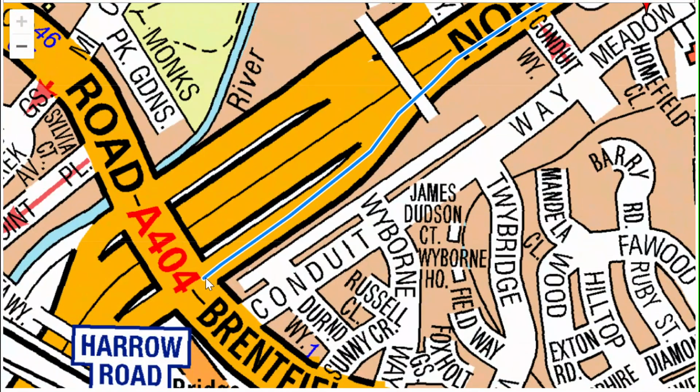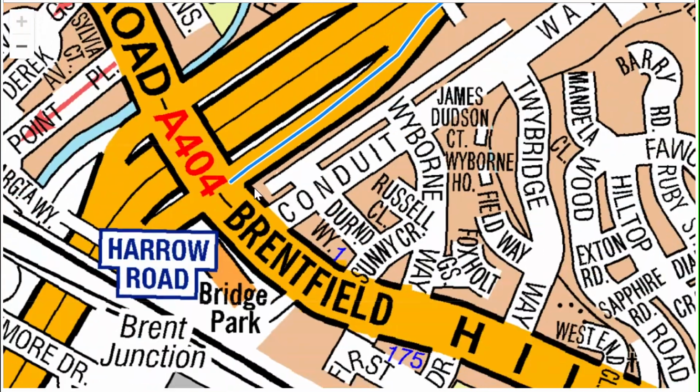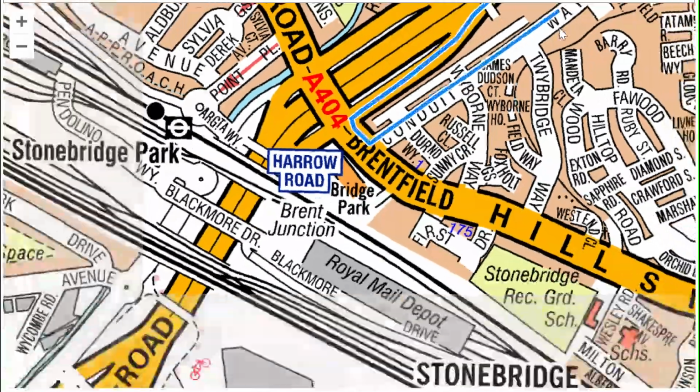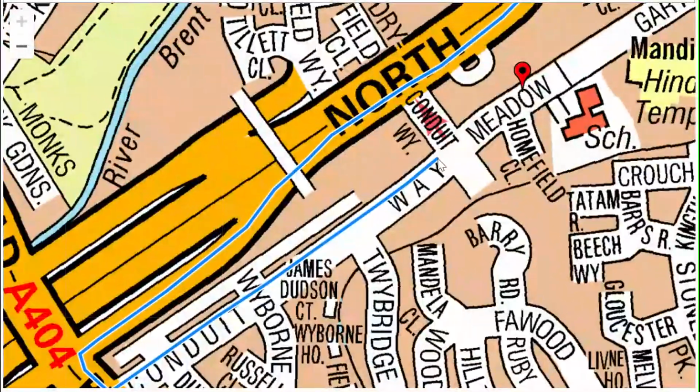Whenever you see a slip road, you will always see that one side is thick and one side is thin. A very important concept of unmarked one-way. From here we can enter this two-way street on Conduit Way. Go straight and we can arrive at our red marker.